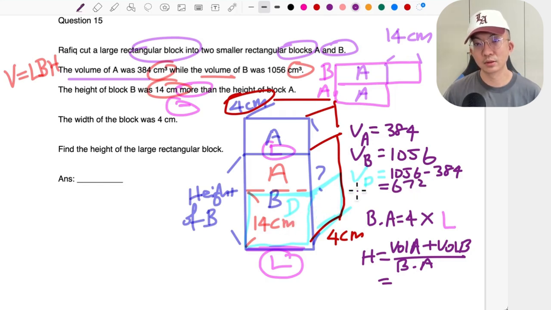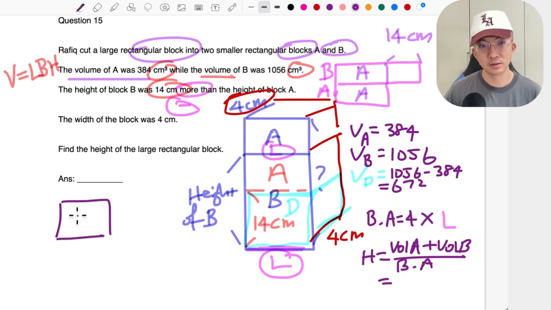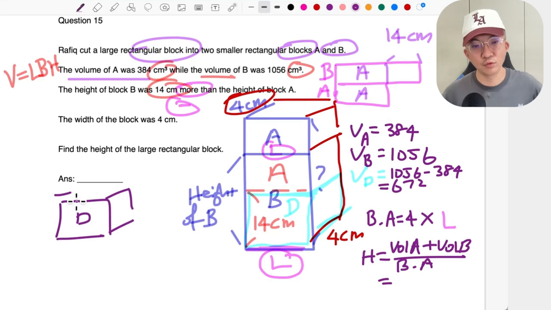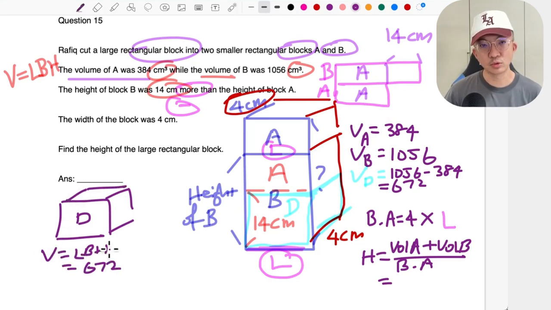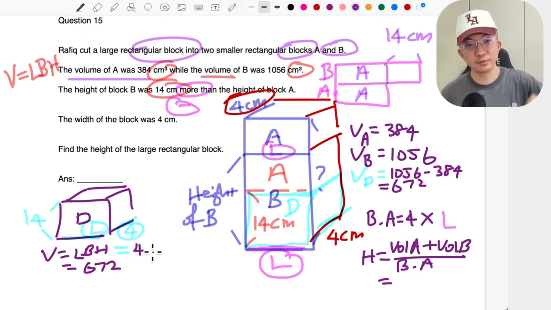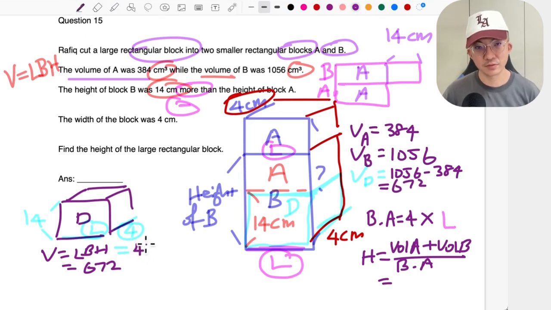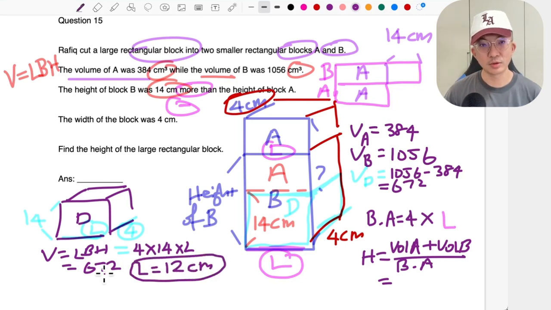And the good thing about D is that since you know the full volume is 672, it is equals to what? To 14, and the length is unknown, and your thickness is 4. So you have length times breadth times height. So 4 times 14 times L. Normally for the unknown, which you learn in algebra, we put a letter at the back. So with this in mind, your L is actually equals to 12 cm, because 672 divided by 14 divided by 4 gives 12.